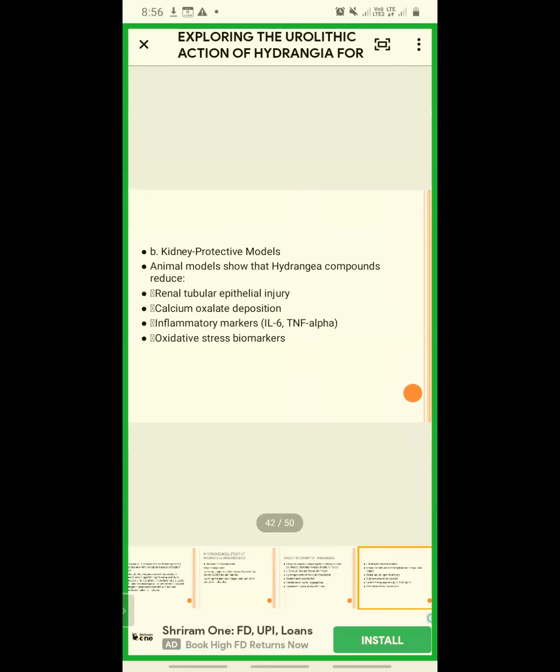Next, the kidney protective model. In many animal models, which are usually carried out to understand the deeper pathology behind it, and for which so much ethical consideration and ethical clearance are needed, the animal models show that Hydrangea compounds reduce renal tubular epithelial injury, calcium oxalate deposition, and inflammatory markers like interleukin 6, tumor necrosis factor alpha, and oxidative stress biomarkers.